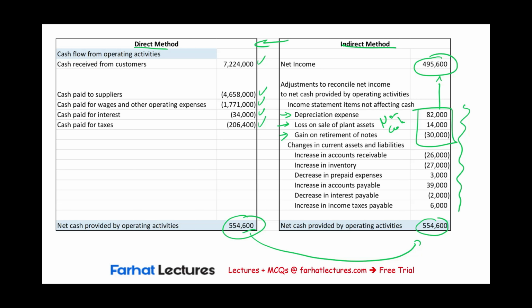Now, which method is used more in the US? The indirect method. 99% of companies use which method? The indirect method. You need to know both. Understanding both, knowing both will be helpful, whether you are an accounting student, a CPA exam candidate, or a CMA candidate.